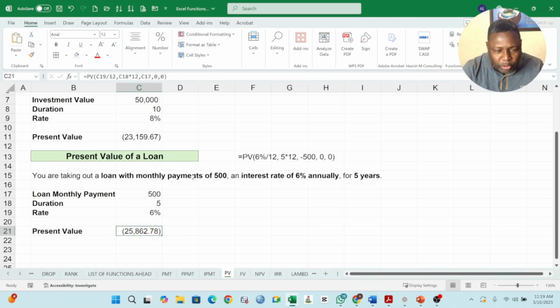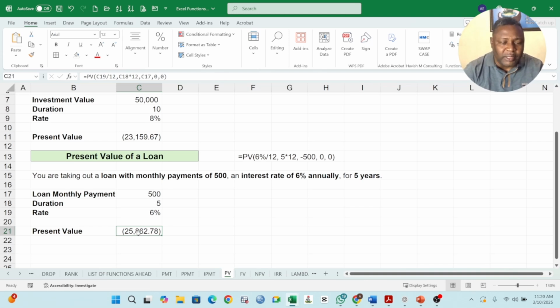Okay, so it means if you have to get a loan that will span a period of 5 years, what is the present value of that loan? If you are to be paying 500, maybe dollars, per month as your payment for the period of 60 months, for 5 years, and at the interest rate of 6% annually, divided into 12, this is what it's saying, that your loan will be 25,000.